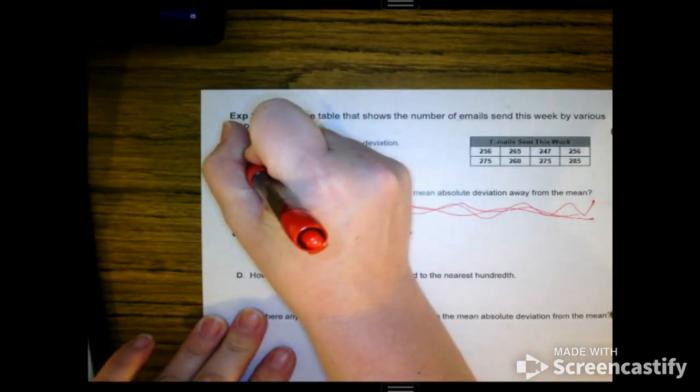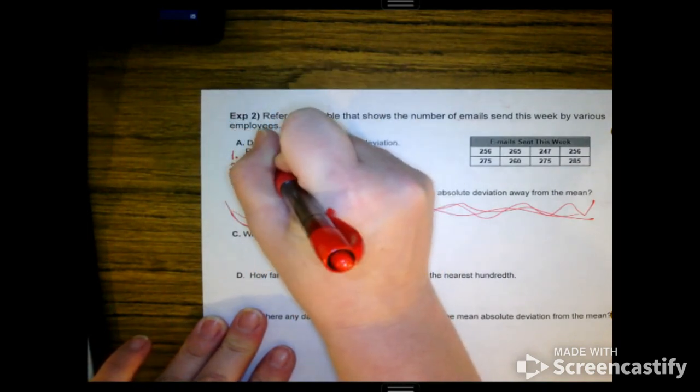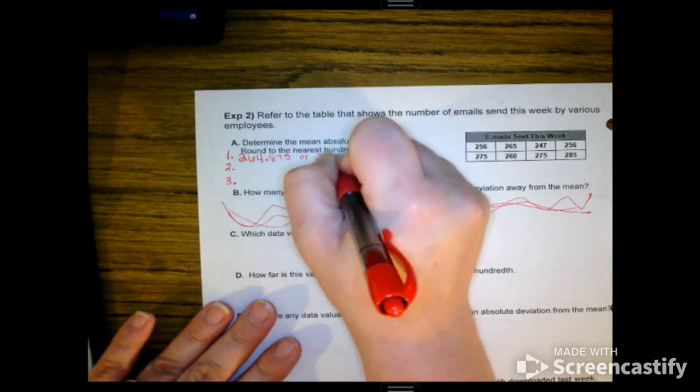Okay, what was my mean of this set of numbers? Okay, it had to be to the nearest hundredth. So you could have either done 264.875, or if you rounded, it had to be 264.88. Nearest hundredth, guys. How many decimal places after the decimal is hundredth? Two. Two. All right.